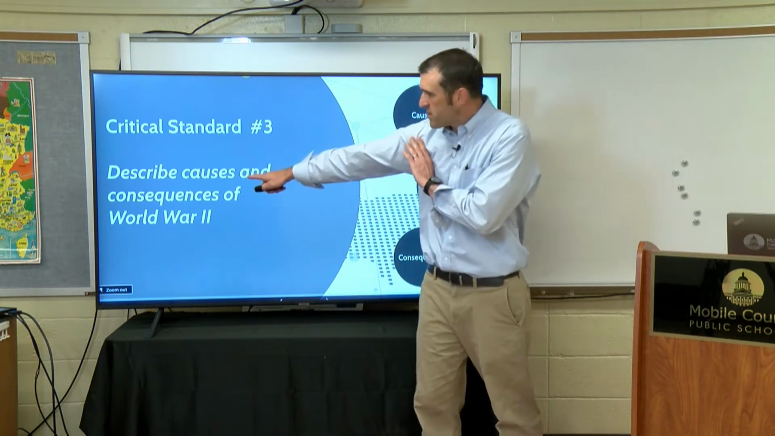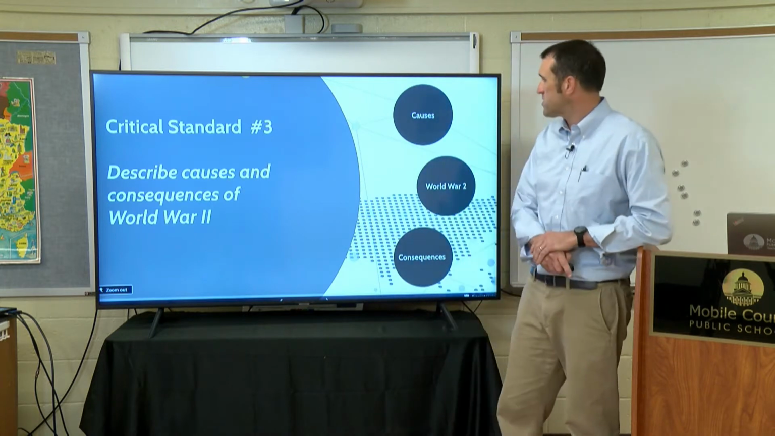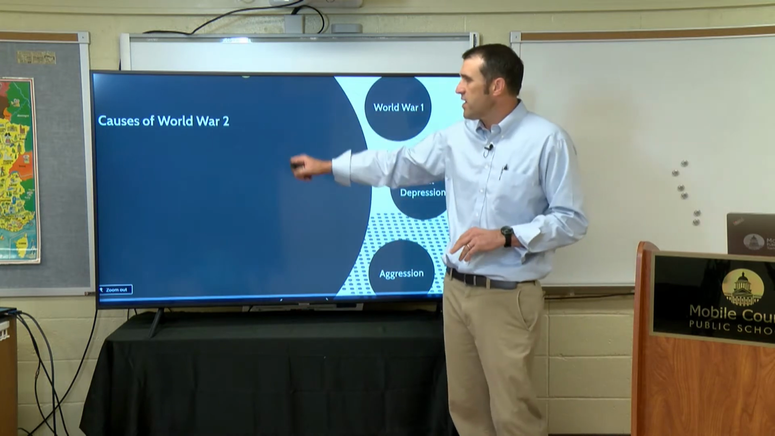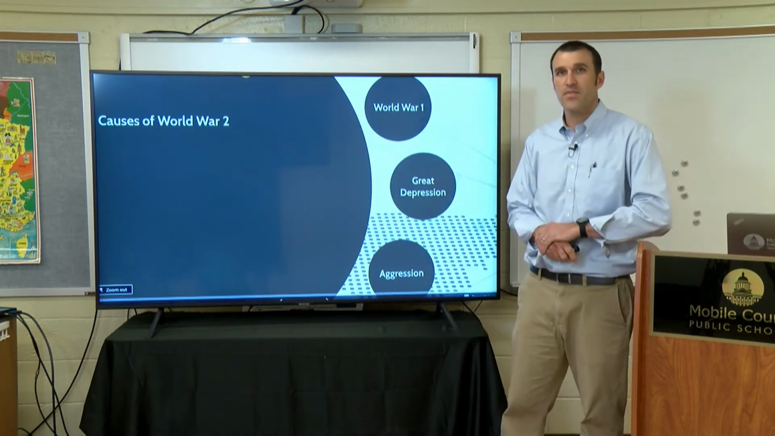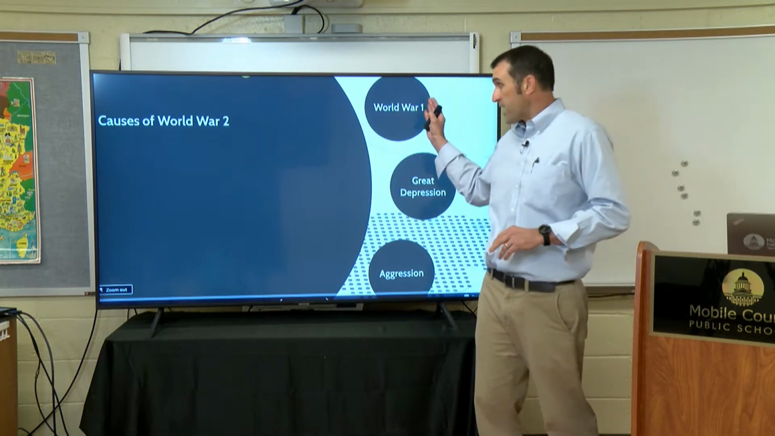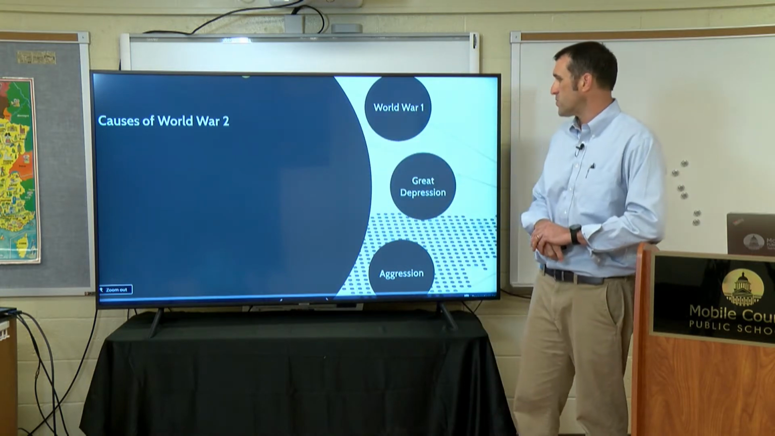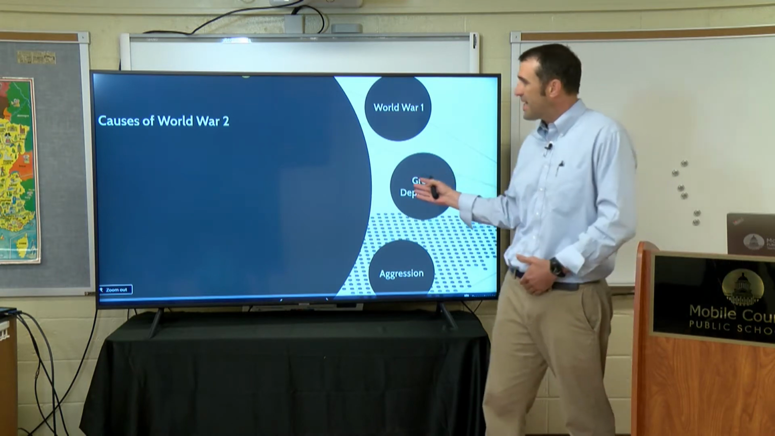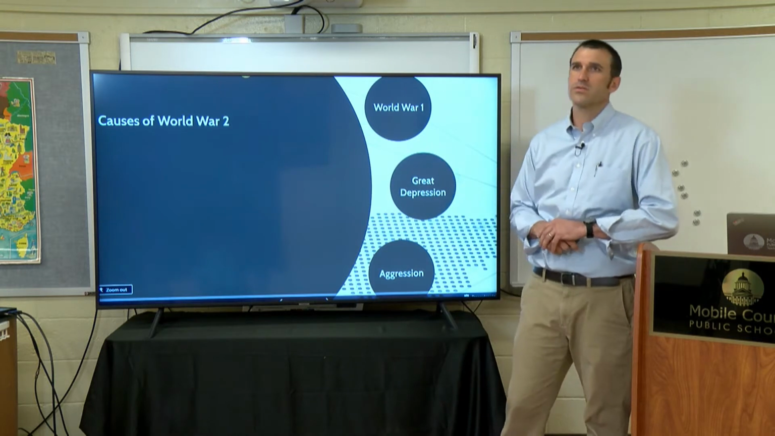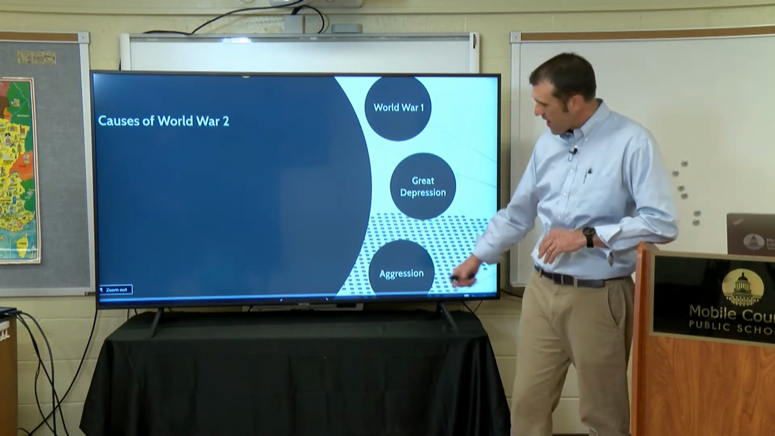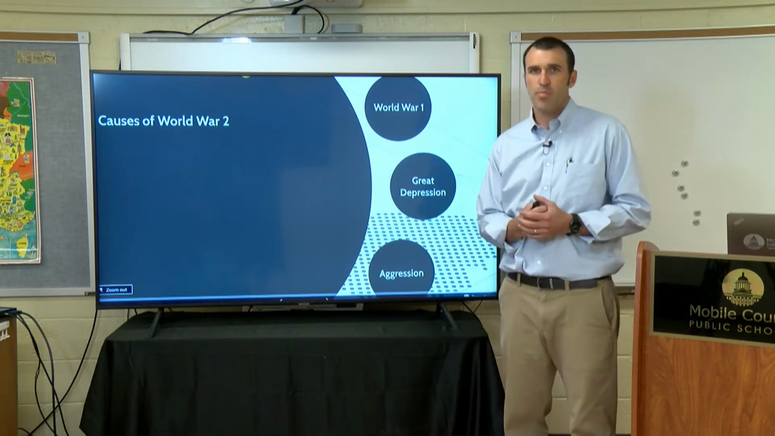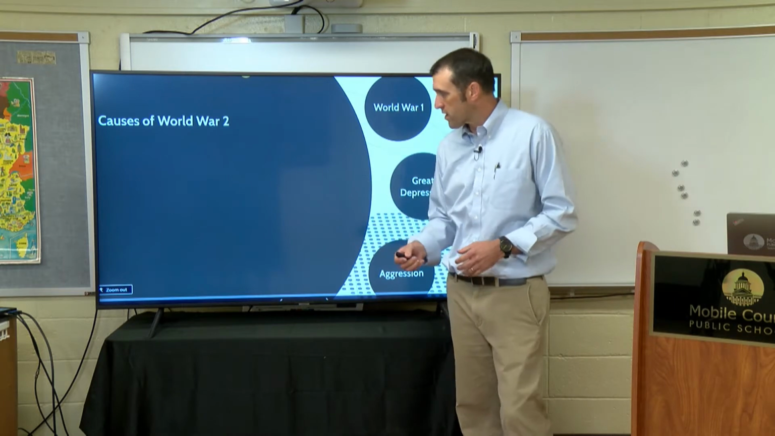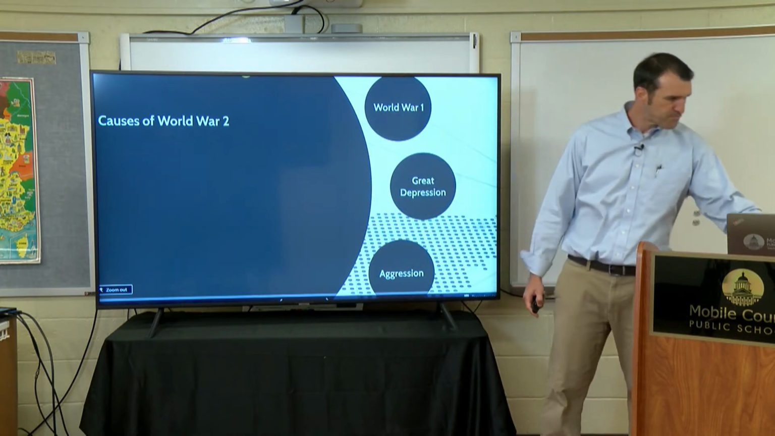I do want to revisit and review some of the causes, just to refresh our memory a little bit. We said that some of the causes of World War II were the lasting effects of World War I. And then obviously during the 1930s, the worldwide economic Great Depression led to and was a significant cause of World War II. And then finally, some of the acts of aggression, particularly by Japan, Italy, and of course Germany, were significant causes of World War II.